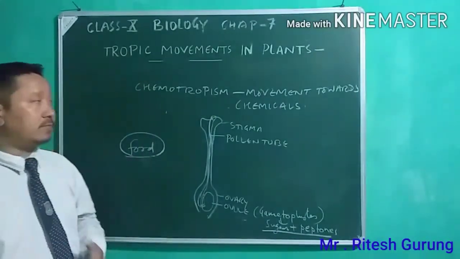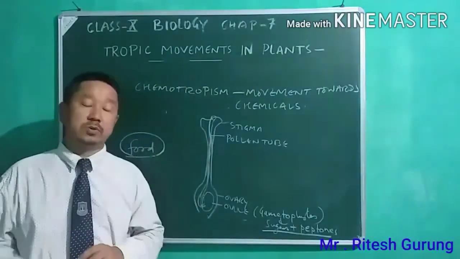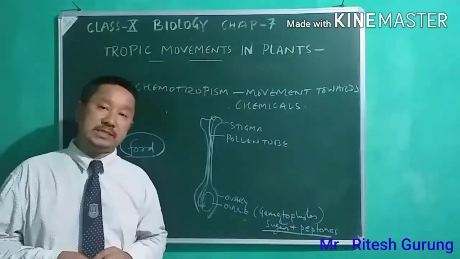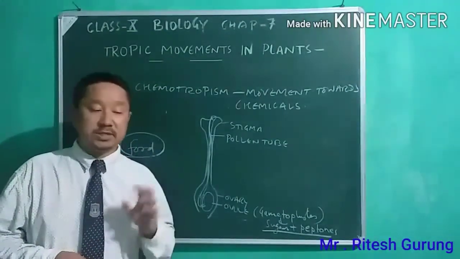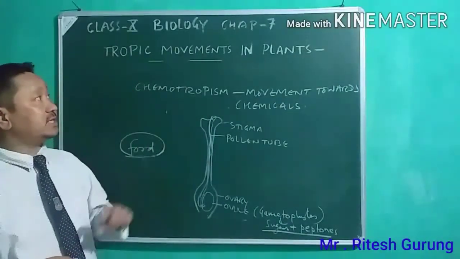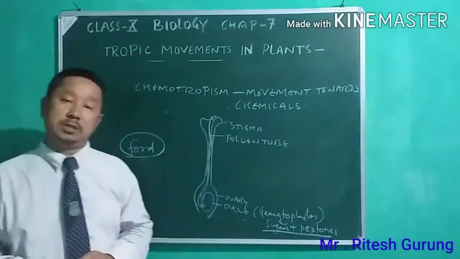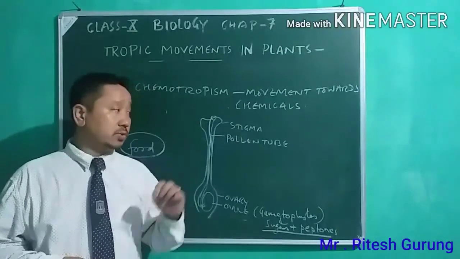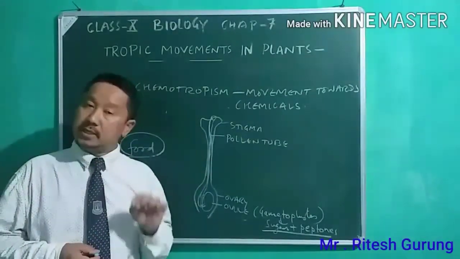So this is all about the different kinds of tropic movements in plants. This is how we finish chapter number 7. Alright, so today we'll do only this much.